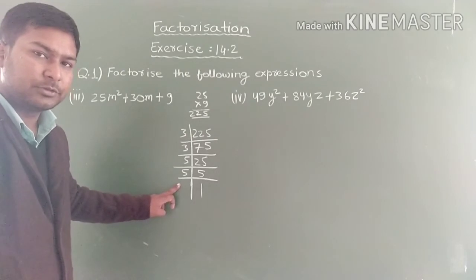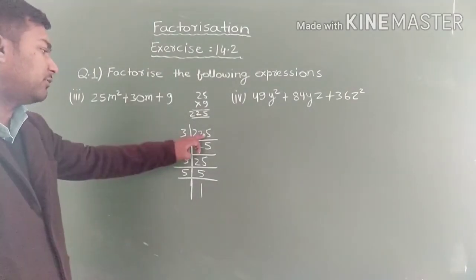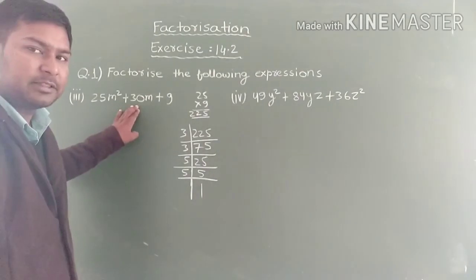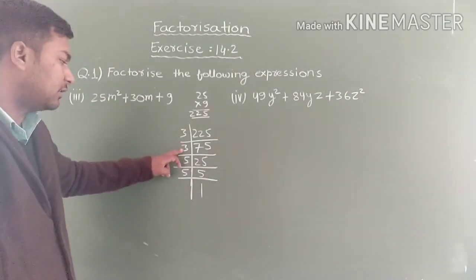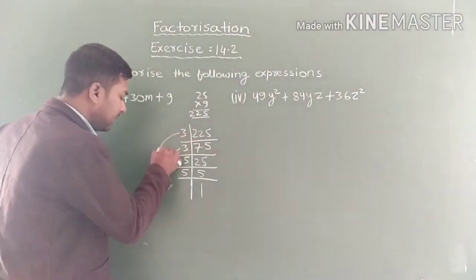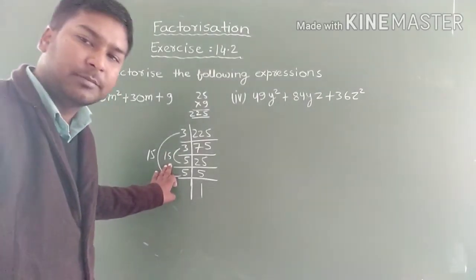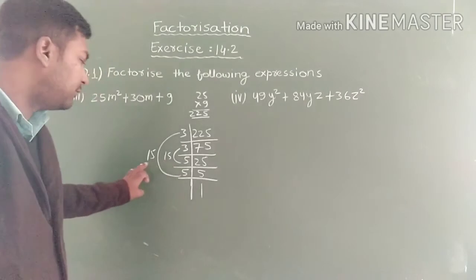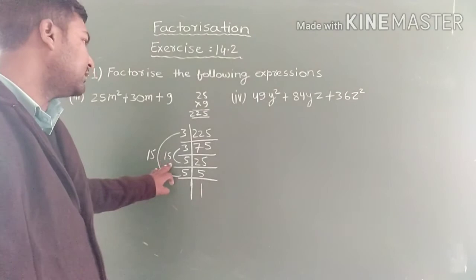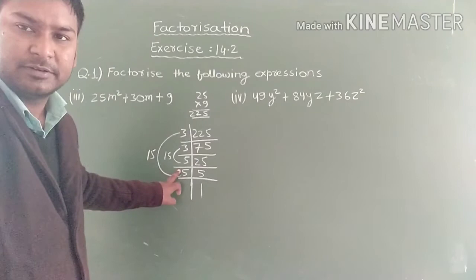Here we have to choose two numbers such that on multiplication it will be 225, and on addition it will be 30. So 3 and 3 is 9, no. 3 and 5 is 15, and 3 and 5 is also 15. So 15 and 15 are the two numbers. On addition 15 plus 15 is 30, and on multiplication 15 into 15 is 225. So the numbers are 15 and 15.